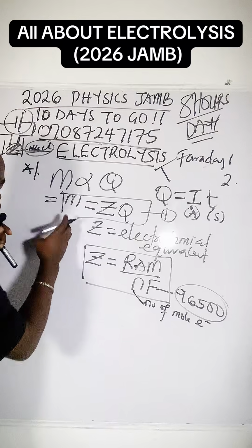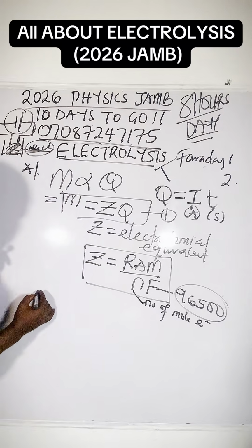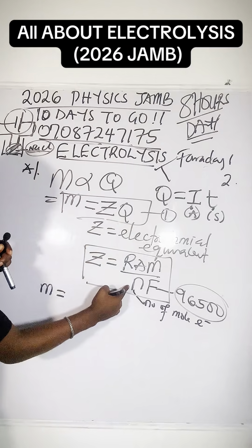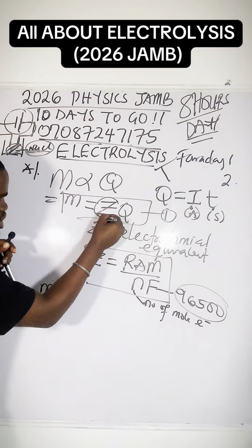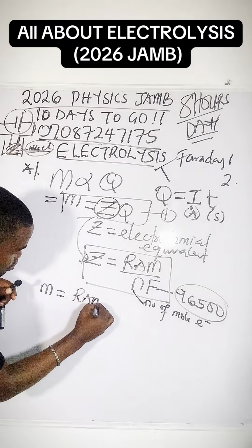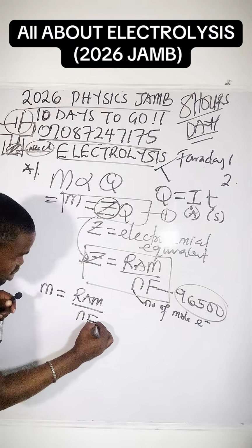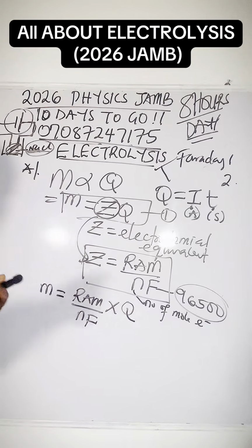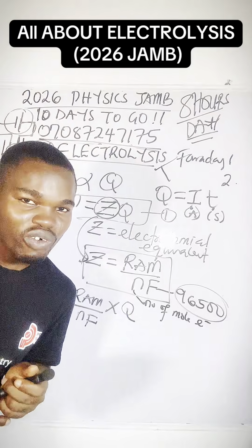Now let's go. If you bring this here, M equals ZQ. So you know this is Z. If I replace this whole Z with what is here, I will have RAM over NF multiplied by Q. Now let's do the magic. Pay attention.